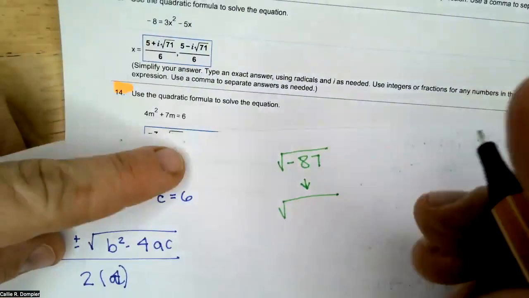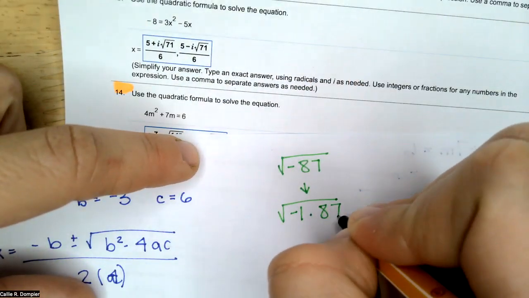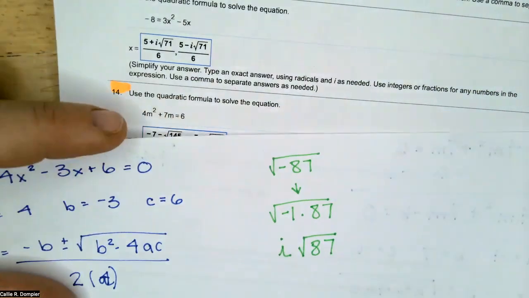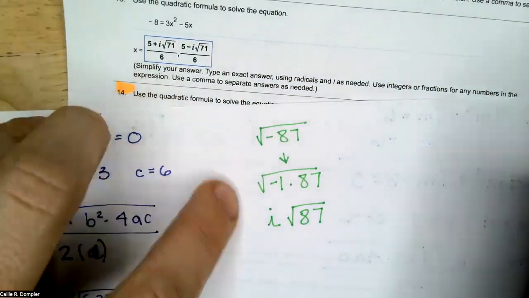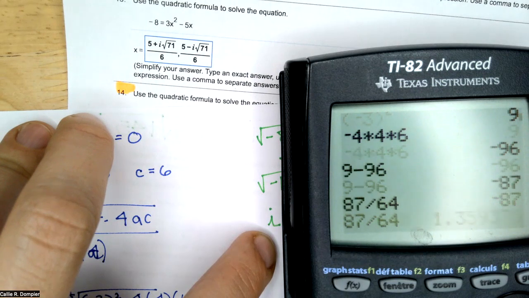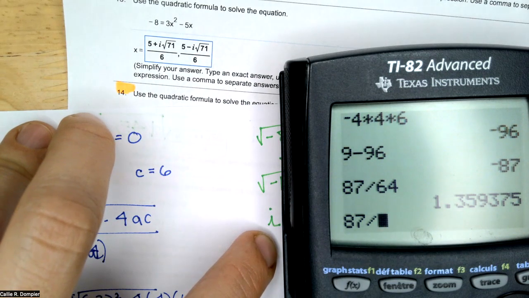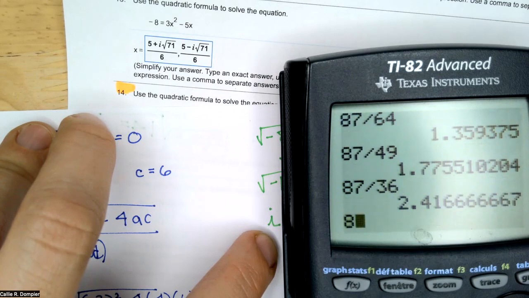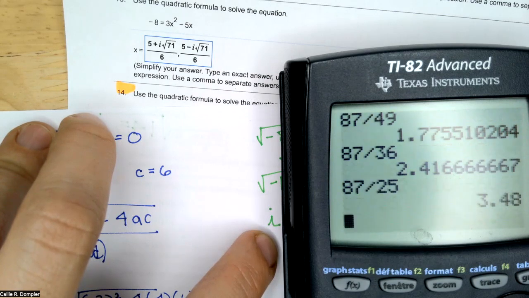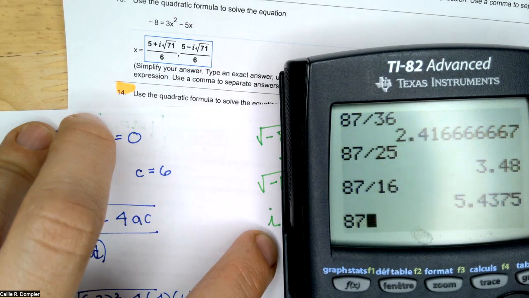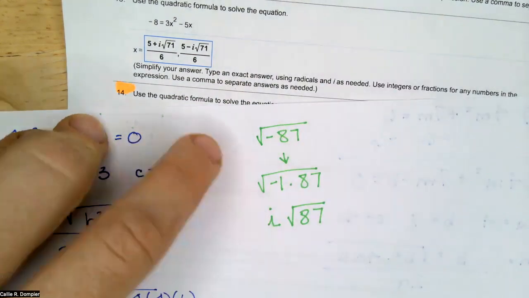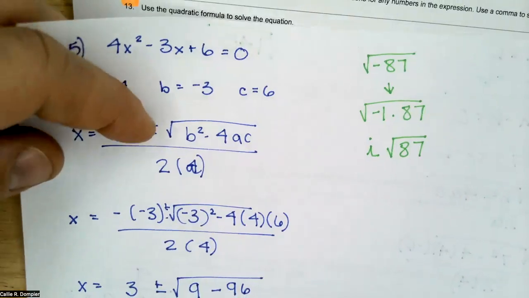That's going to become -1 times 87. The square root of -1 becomes i, so i square root 87. If we look at all of our perfect squares, 87 divided by 64, no. 87 divided by 49, no. And you can keep going just to make sure. 36, 25, 16, 9, 4. Okay, there's no way to factor 87.